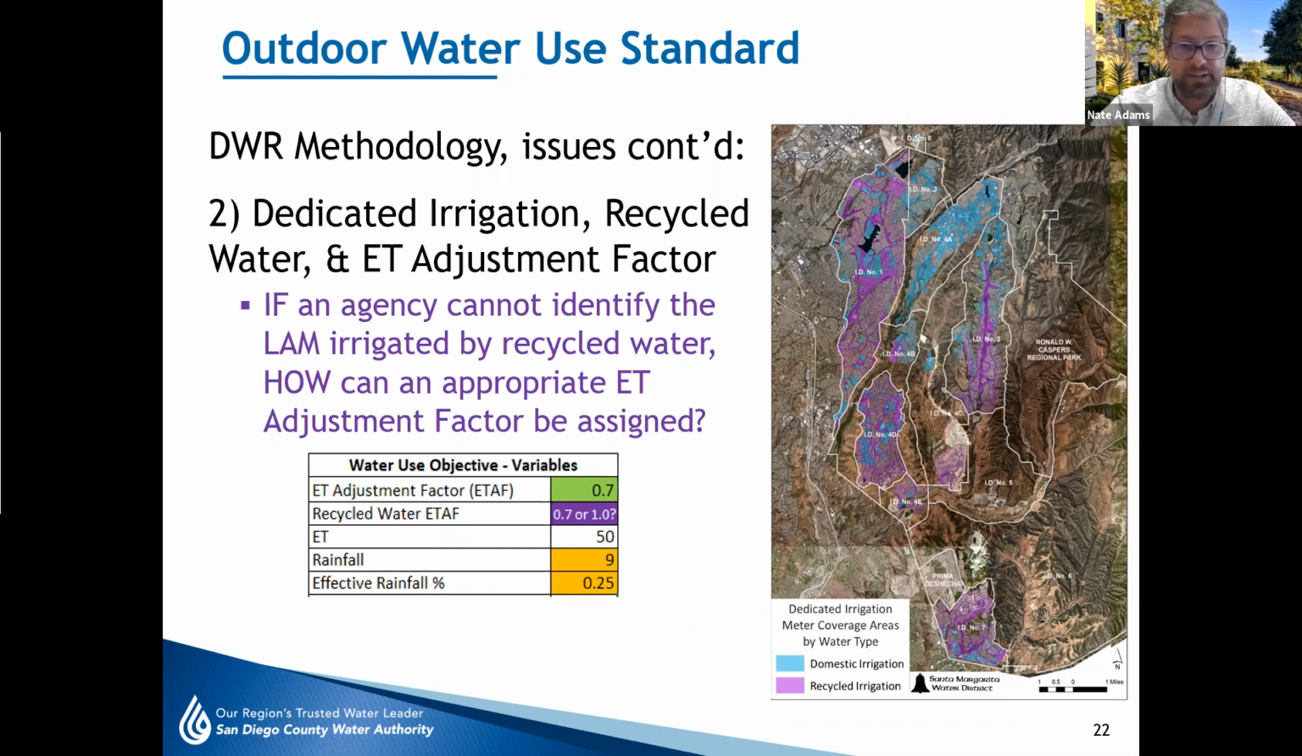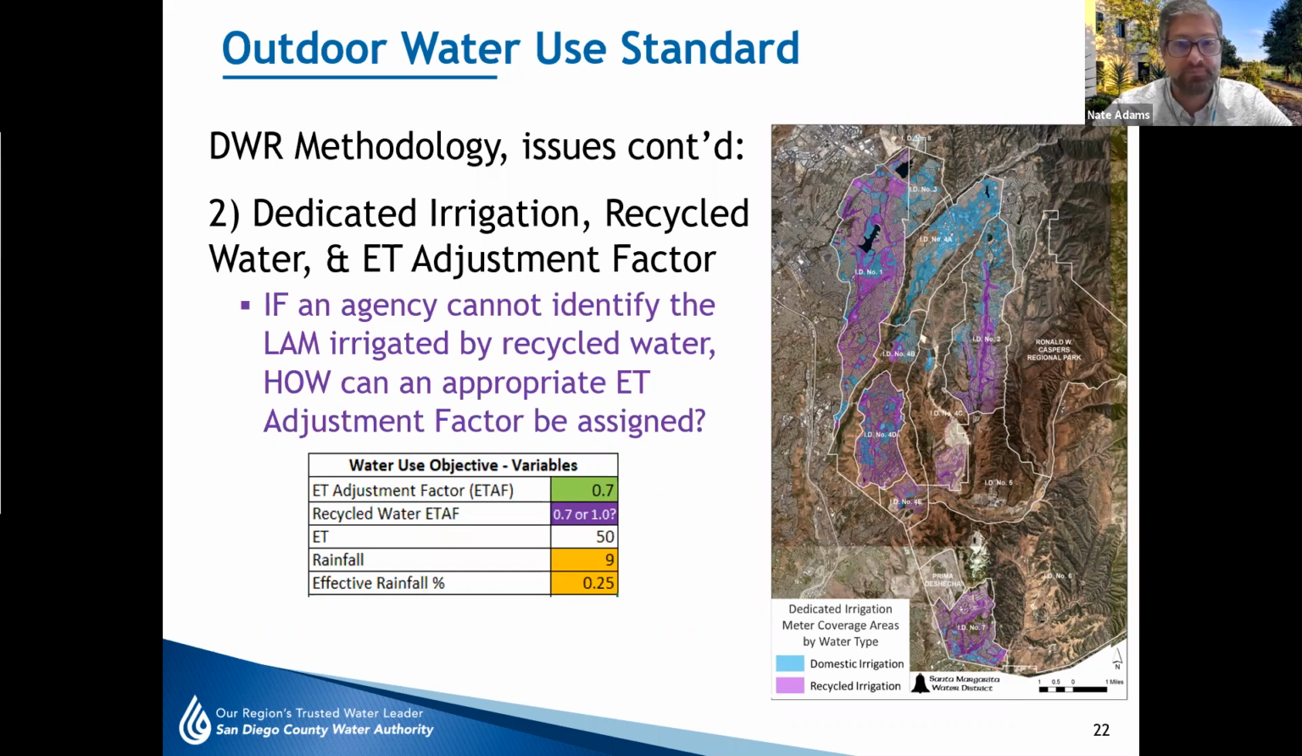And when you have recycled water in MWELO, you're given an ET adjustment factor of 1.0 versus a 0.7. And so the real question is, if an agency, and particularly the state, doesn't know what area is being given to recycled water, how can you appropriately capture that benefit of having a 1.0 ET adjustment factor? So it's a very important issue that an agency must flag for itself.